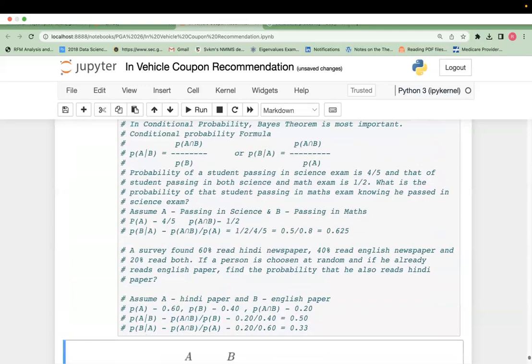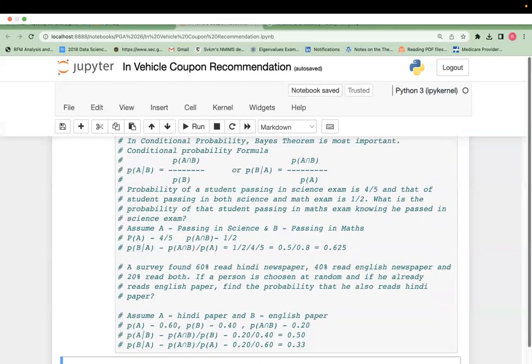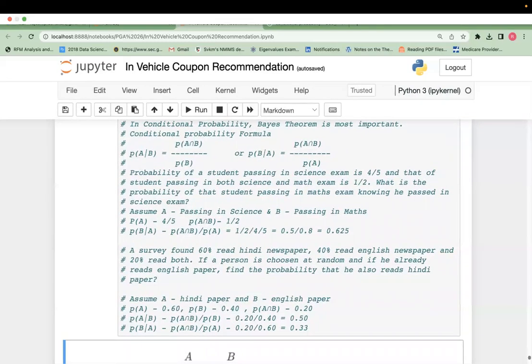So in conditional probability, these are the two formulas. A given B, where B has already occurred, is A intersection B divided by probability B. B given A, where A has already occurred, is A intersection B divided by probability of A.